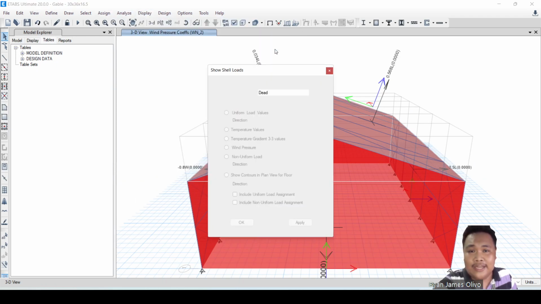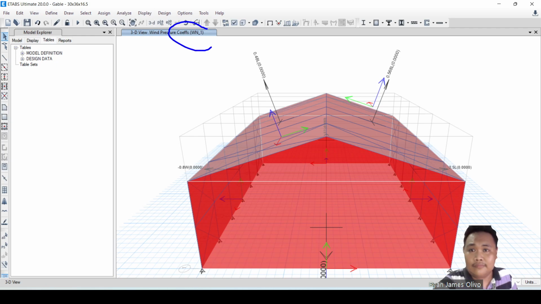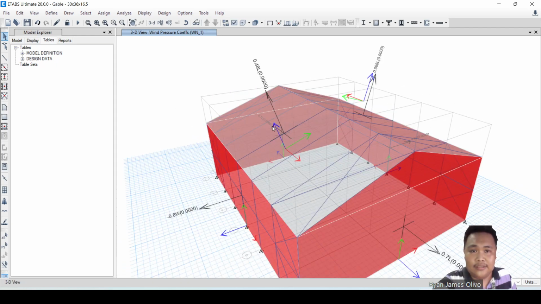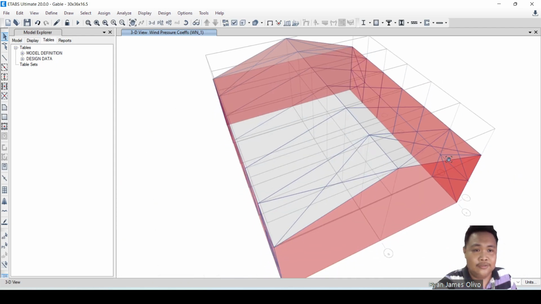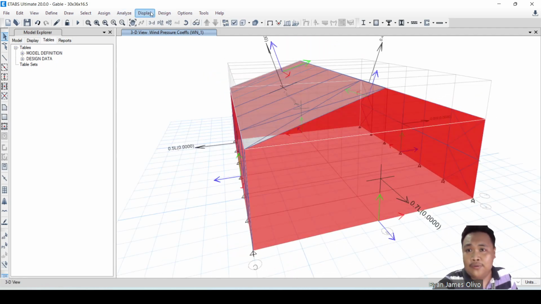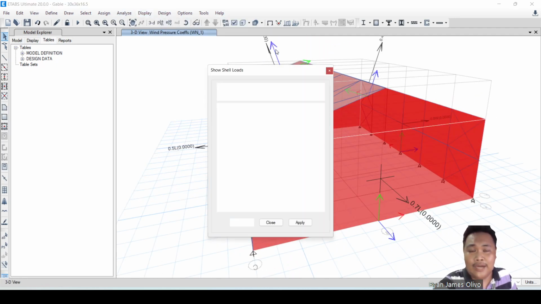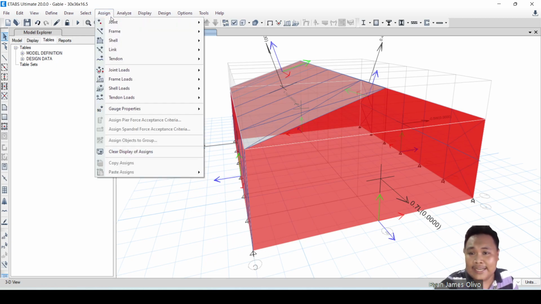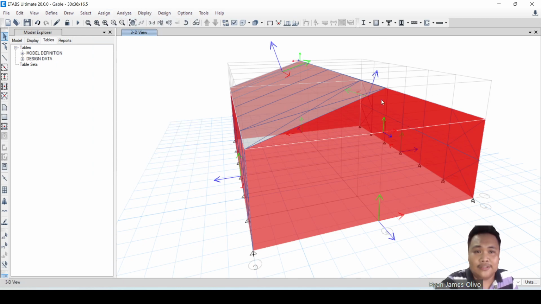So display our shell for WN1. Apply. Check, check. Everything is good for WN1. Next we will go to WN2, WP. We don't have WP yet. So just click assign and clear display of assign so that these assigns will go out.